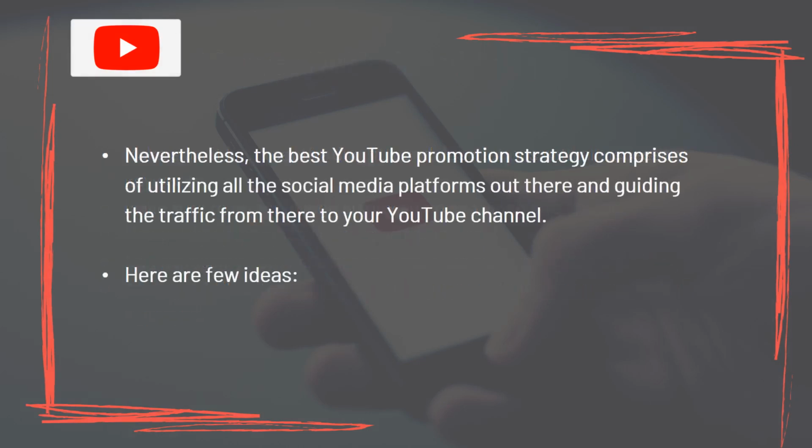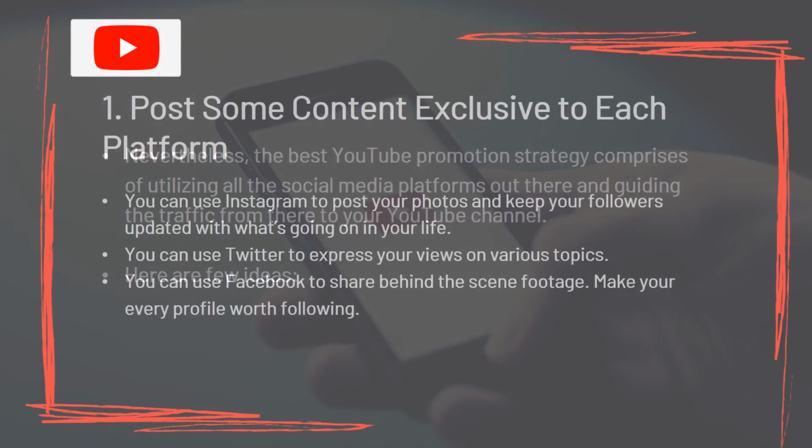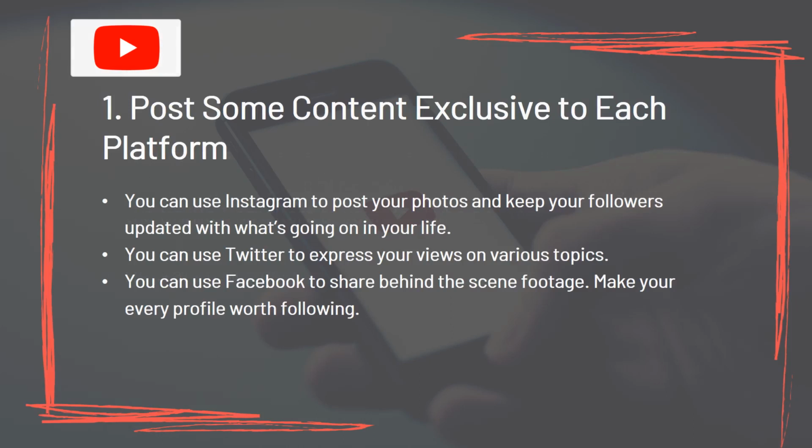Nevertheless, the best YouTube promotion strategy comprises utilizing all the social media platforms out there and guiding the traffic from there to your YouTube channel. Here are a few ideas. 1. Post some content exclusive to each platform. You can use Instagram to post your photos and keep your followers updated with what's going on in your life. You can use Twitter to express your views on various topics. You can use Facebook to share behind-the-scenes footage. Make your every profile worth following.